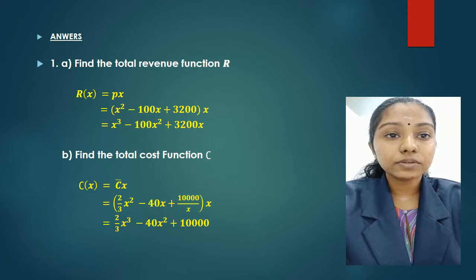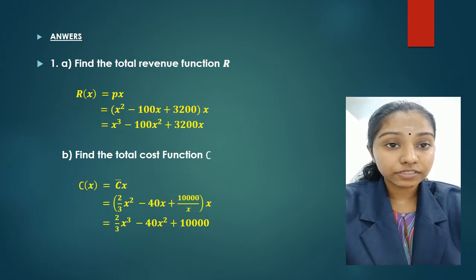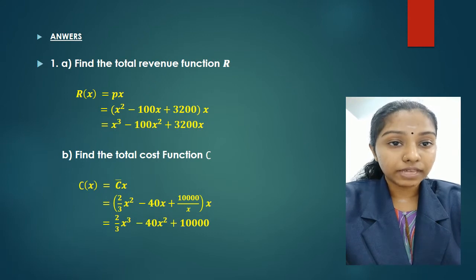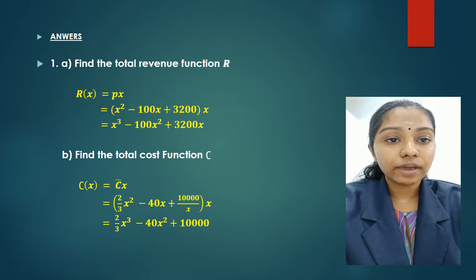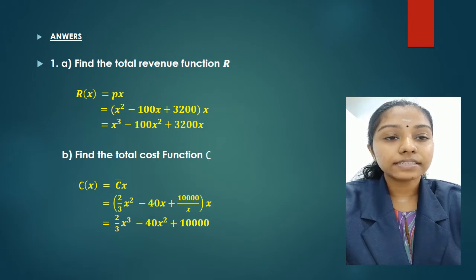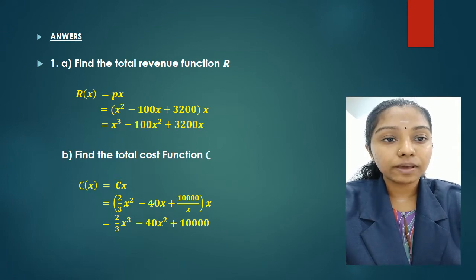Question B. Find the total cost function C. We already have the average cost function. We should multiply that with x to find the total cost function, which is 2 over 3x squared minus 40x plus 10,000 over x, times x. We'll get 2 over 3x cubed minus 40x squared plus 10,000.